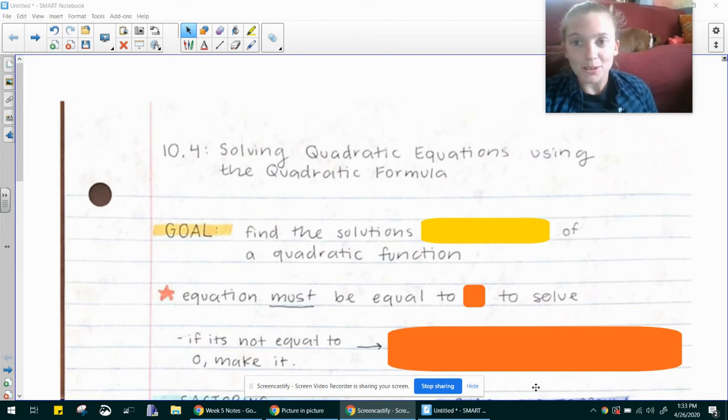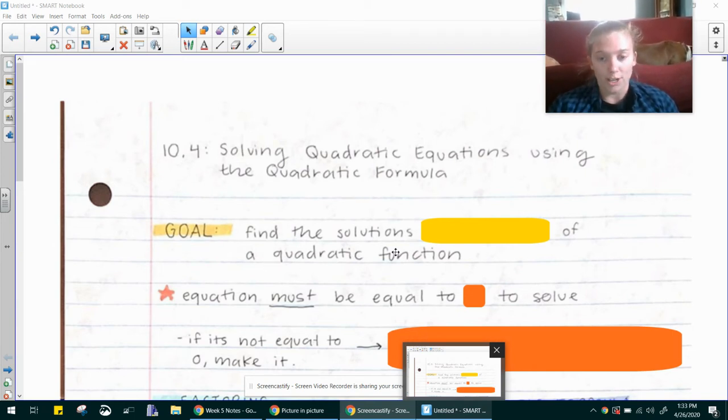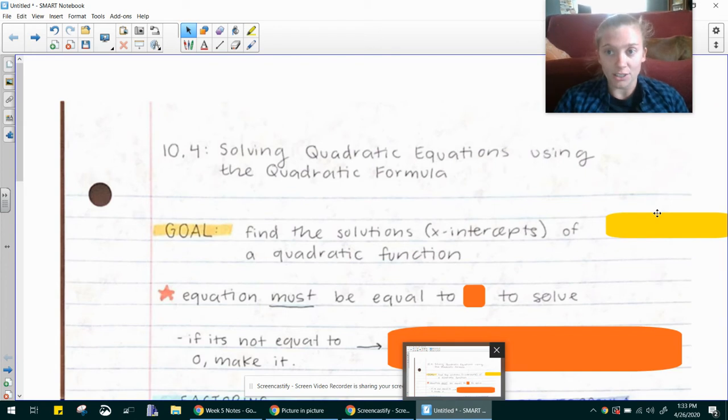her pink hippo toy. So, the goal with solving quadratic equations is to find the solutions of a quadratic function. Now, solutions is a pretty vague term, but if we want to know exactly what we mean by that word, we are looking for the x-intercepts. So where our quadratic function crosses the x-axis. That's what we mean by solutions. We can also use the words zeros and roots to describe those solutions. They all mean the same thing.